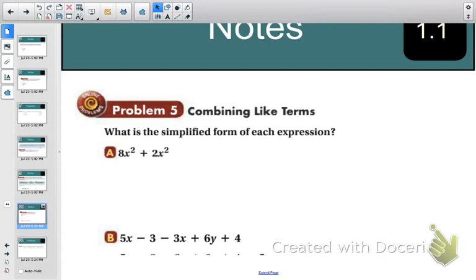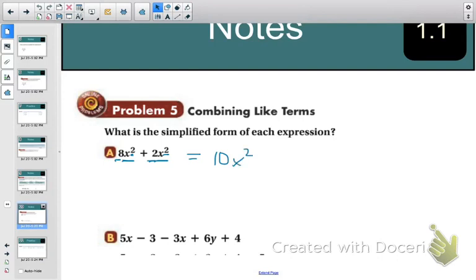Okay, now combining like terms. I know that we've done this quite a bit lately, but these are like terms because they both have x squared, and they have the same variable, which is x, and those variables have the same power or same exponent, which is in this case 2. So when they have like terms, like the x squareds, we just add the coefficients together. The coefficient is the number that comes before the variable. So 8 is a coefficient and 2 is a coefficient. When we add those together, we get 10x squared, and that stays the same.